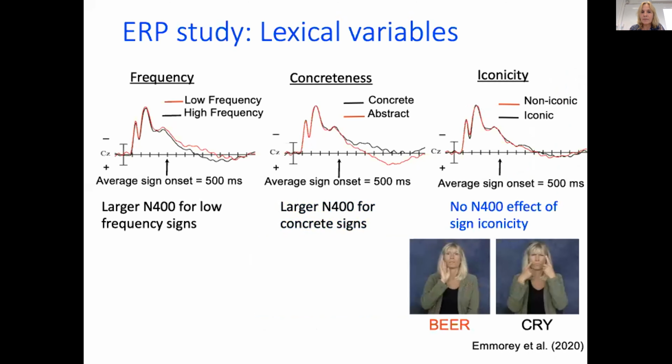So what about iconicity? I'm showing you here an example of a non-iconic sign, beer, and an iconic sign, cry. And what you can see is those two lines are exactly on top of each other. So we really saw no effect of iconicity on the ERP components that are associated with lexical access. These early and N400 components are not influenced by the iconicity of the sign. And I should say that for all of these analyses, if I didn't make it clear before, we're controlling for all of the other components. Iconicity can sometimes be confounded with concreteness, but in these analyses, we've deconfounded that. We've controlled for those factors.